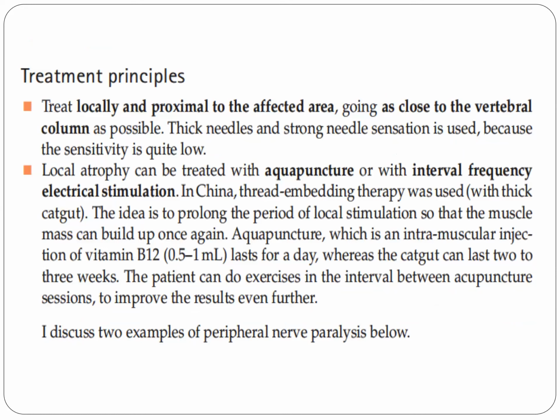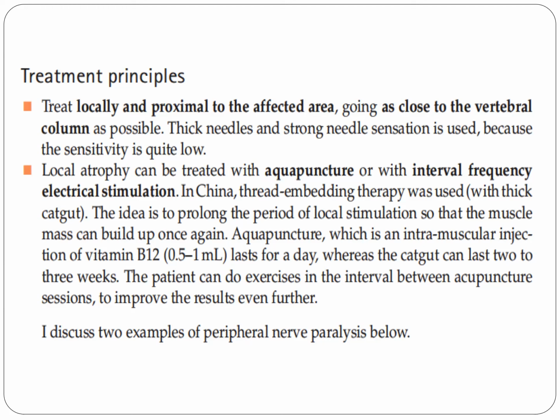Treatment principles. Treat locally and proximal to the affected area, going as close to the vertebral column as possible. Thick needles and strong needle sensation is used because sensitivity is quite low. Local atrophy can be treated with acupuncture or with interval frequency electrical stimulation. In China, thread embedding therapy was used with thick catgut. The idea is to prolong the period of local stimulation so that the muscle mass can build up once again.